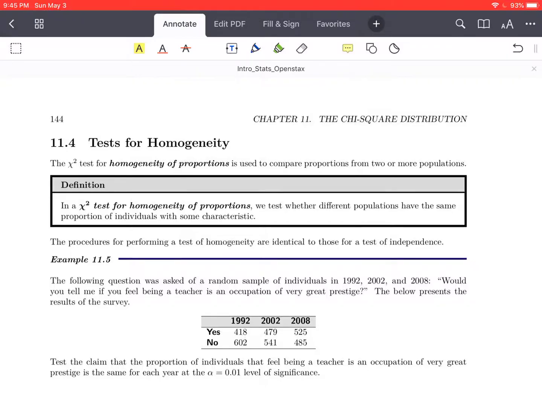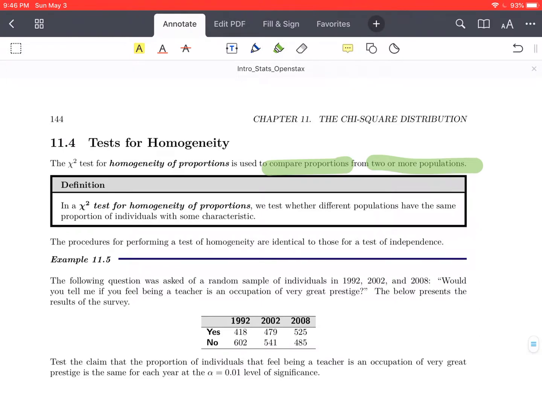All right, we are back for sections 11.4 and 11.5. So 11.4 is tests for homogeneity, or homogeneity, depending on how you pronounce it. The chi-square test for homogeneity of proportions is used to compare proportions from two or more populations. So we're testing whether different populations have the same proportion of individuals with some characteristic.